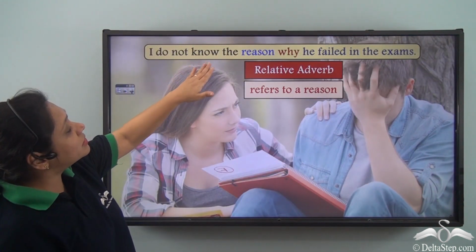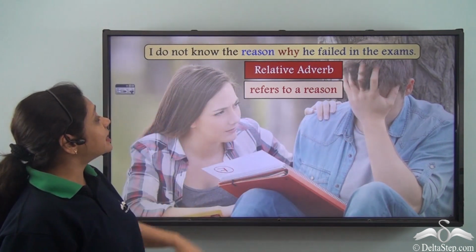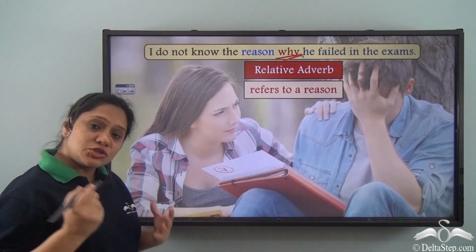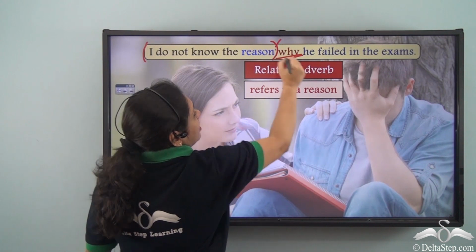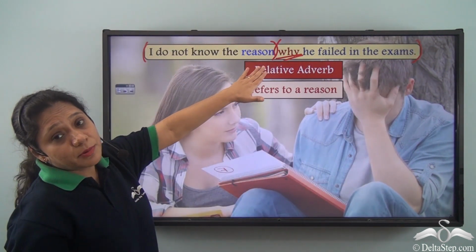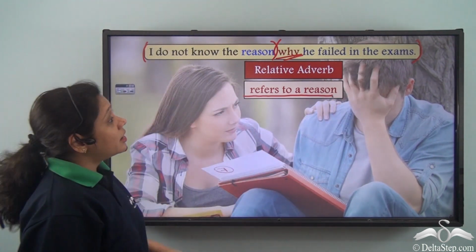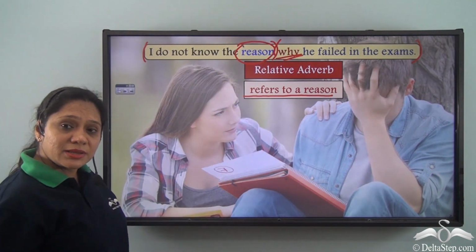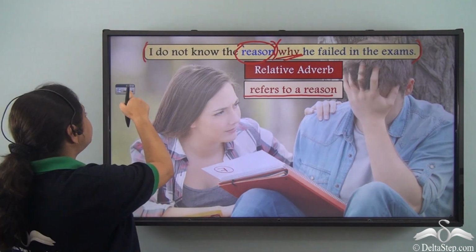I do not know the reason why he failed in the exams. Now, in this sentence, why is a relative adverb. It is joining the two clauses. I do not know the reason why he failed in the exams, and this relative adverb refers to a reason, and the reason, or the noun, is mentioned in this case. So the antecedent is mentioned in this example.